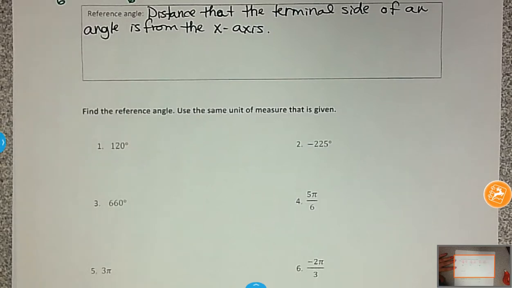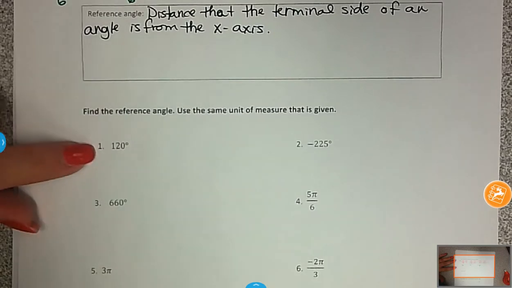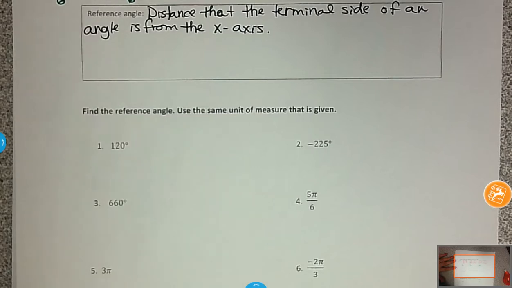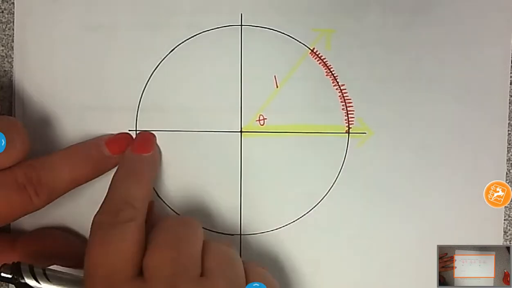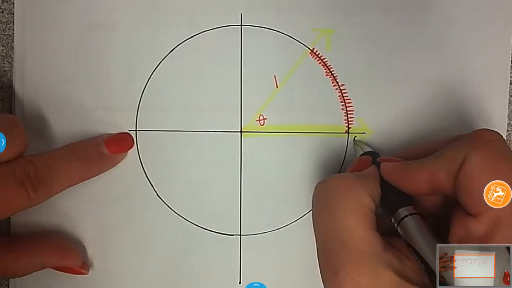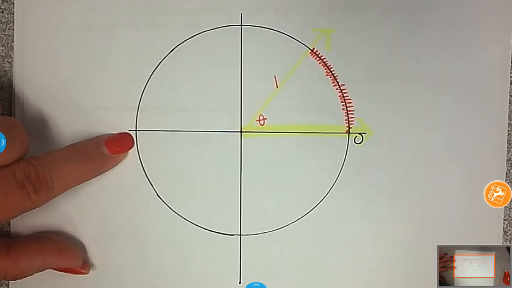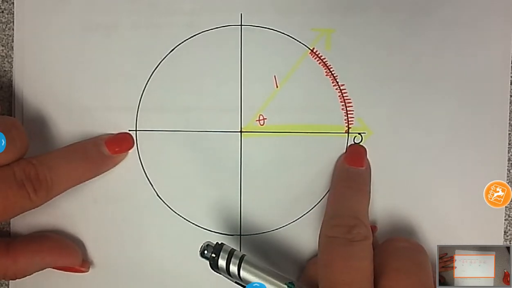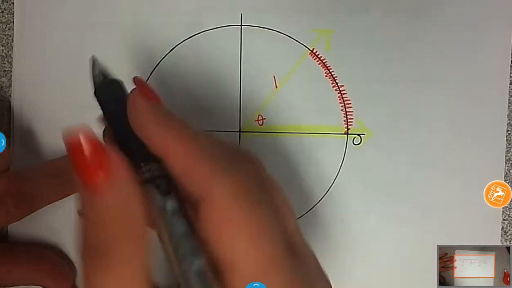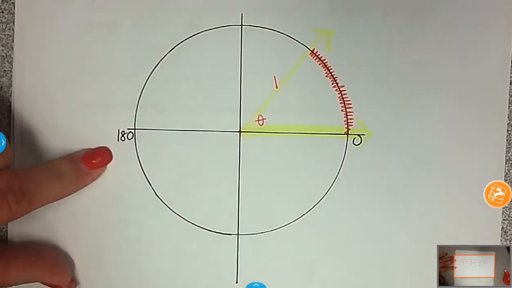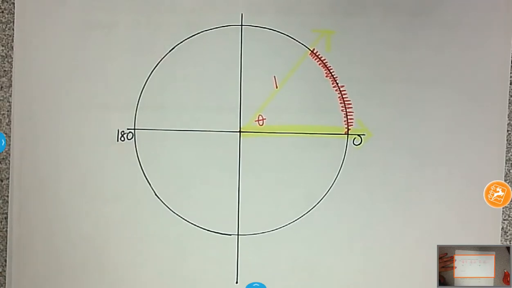Alright, so let's take a look at a couple of these and talk about our circle again. I'm going to bring back up the circle that we did our radian measure on just a second ago. Remember, your x-axis goes this way. So this is 0 degrees, would be a 0 degree angle if that's where my terminal side of the angle was. This is 90, which is on the y-axis. This is 180 degrees.